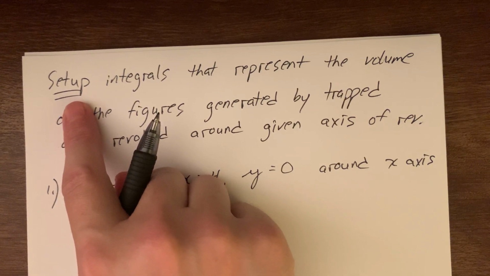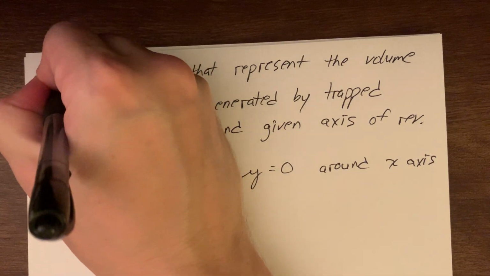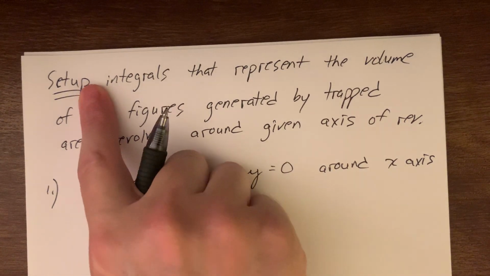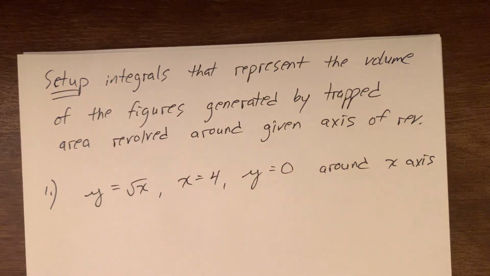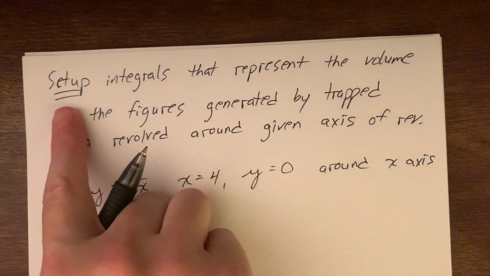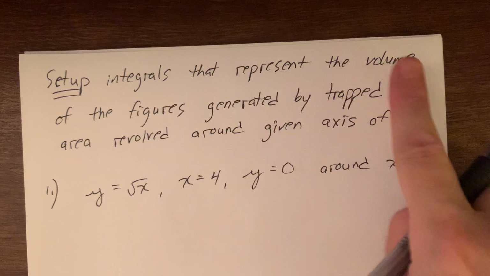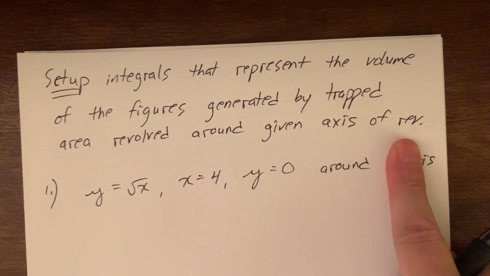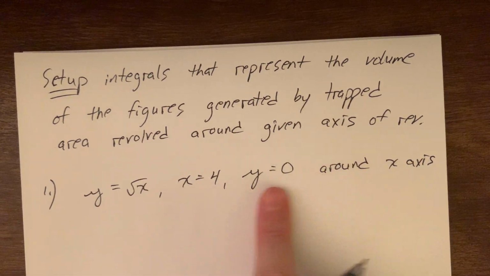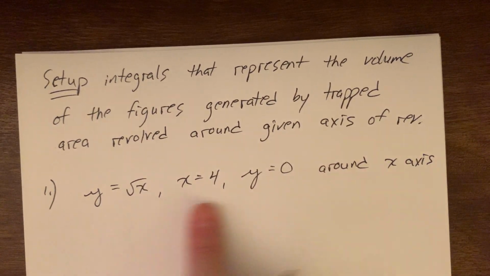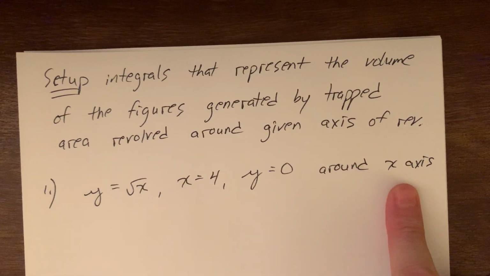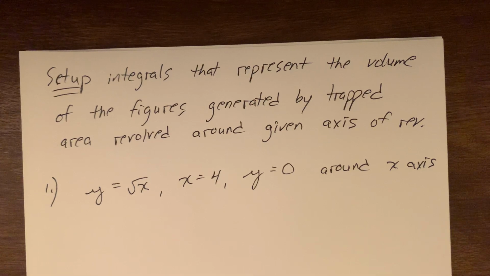At this point, the integrals we get shouldn't be that terrible as far as actually solving them. So I will mention that, and we'll probably solve this first one, but then after that, we'll really just keep focusing on the setup. So, first problem. Well, again, we're setting up integrals that represent the volume of the figure generated by the trapped area revolved around the given axis. So I need to find the trapped area from these curves and revolve it around this given axis. So this is where, again, if you've got a graphing calculator, that can help.